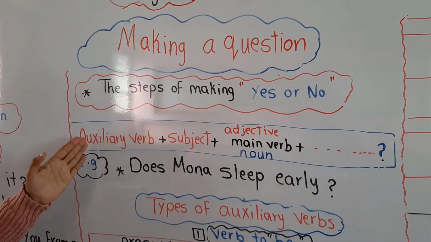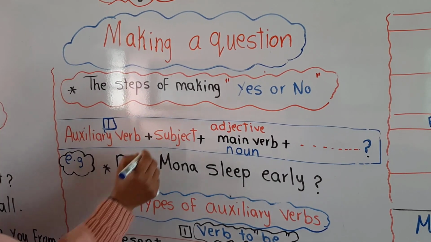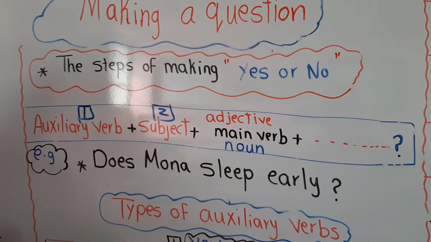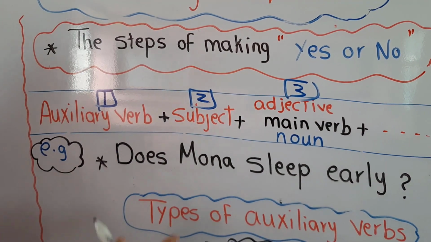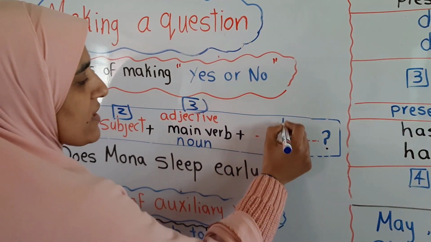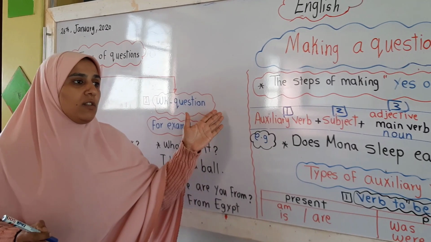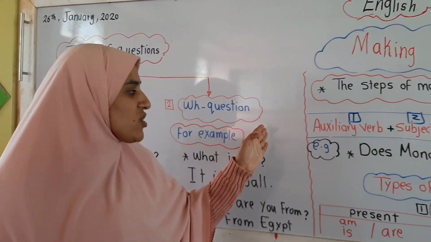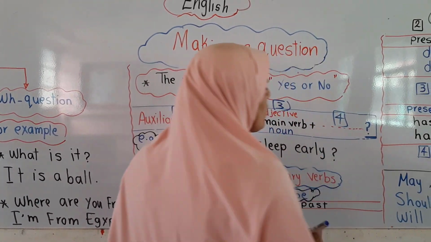Before making question, we should know the steps of making question. Number one, auxiliary verb. Number two, subject. Number three, adjective or main verb or noun. Number four, the rest of the sentence. Take care. Before make question, we should begin the question with capital letter and end it with question mark.